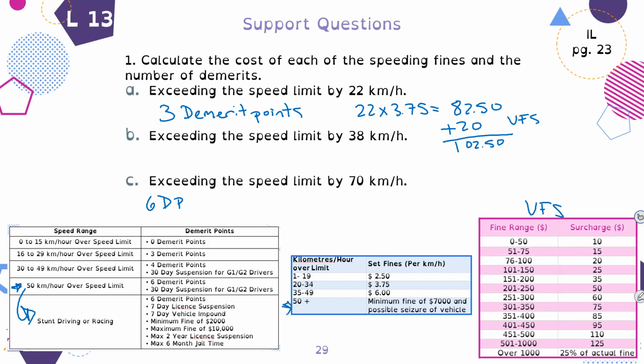Then it is a minimum fine of $7,000, and the seizure of your vehicle, potentially. So for your victim fine surcharge, if it's over $1,000, it's going to be 25% of the actual fine. We don't know what the actual fine is because it's going to be dependent upon the situation, but it's going to be 25% of the fine. So really not a good idea.